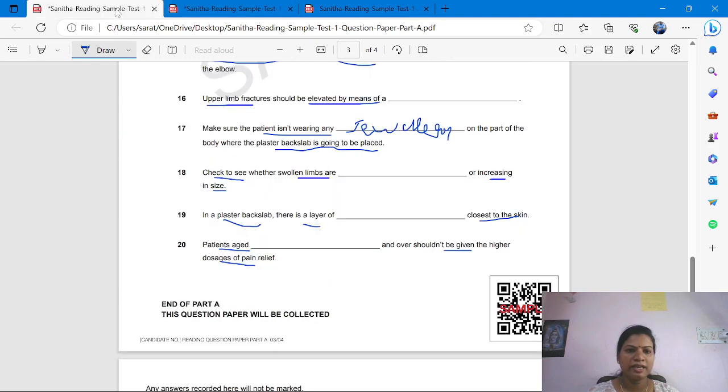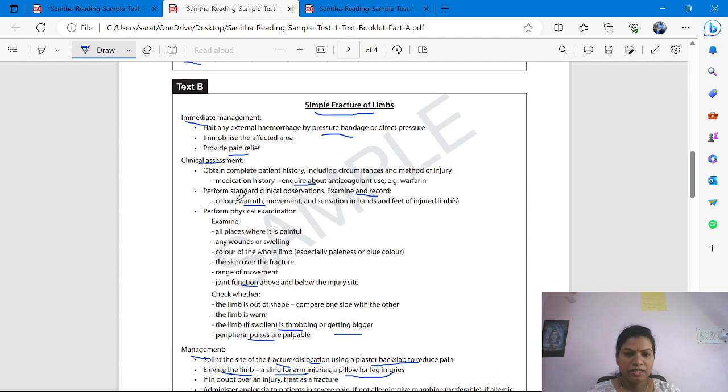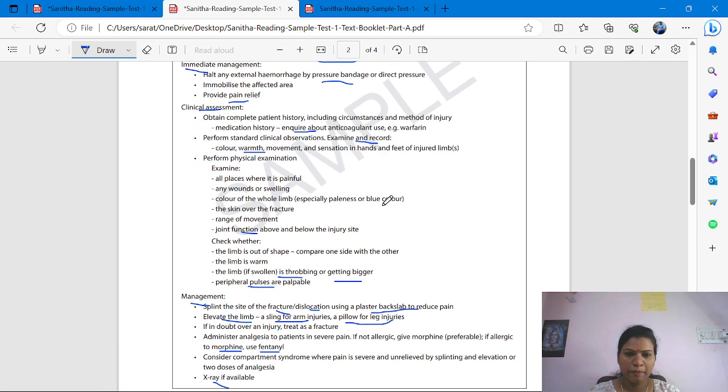What is the question they are asking? Check to see whether swollen limbs are dash or increasing in size. Obtain complete patient history. They are asking about color, warmth, movement, sensation, everything. We have to check the skin of the fracture, range of movement, joint function above and below the injury. The limb is out of shape compared to the other limb, the limb is warm, the limb is swollen, is throbbing or getting bigger, peripheral pulses are palpable. Here I think here is the answer: the limb is swollen, is throbbing.